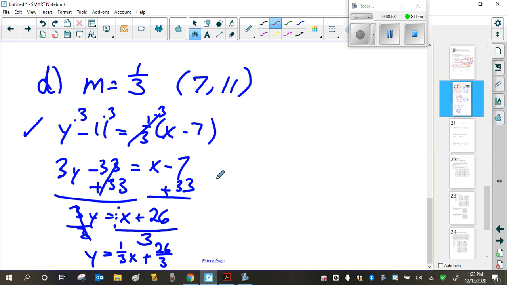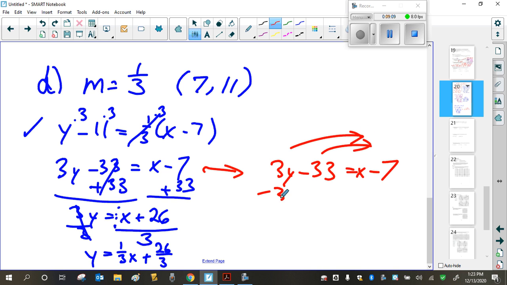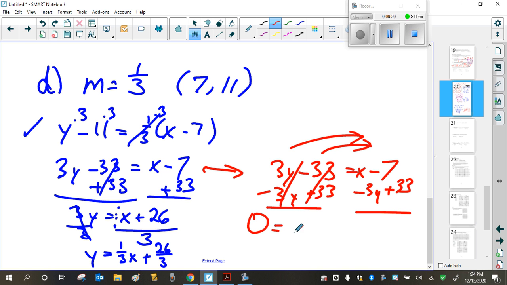Or, from this step, you have 3y subtract 33. General form, I want x positive, so let's bring these guys over. Subtract 3y and add 33. Pow pow. 0 equals x subtract 3y plus 26. One of my lottery numbers.